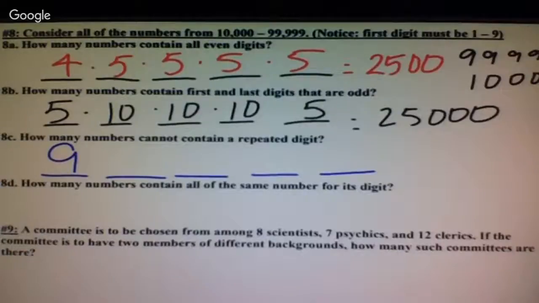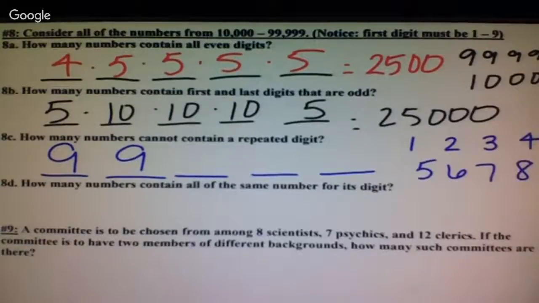What did y'all say the second slot should be? 8. It's a 9. Why? Okay, let me explain this to you. This first slot, we said could not be a 0. So we've got 1, 2, 3, 4, 5, 6, 7, 8, 9. I can use any one of those numbers. So I have 9 options.